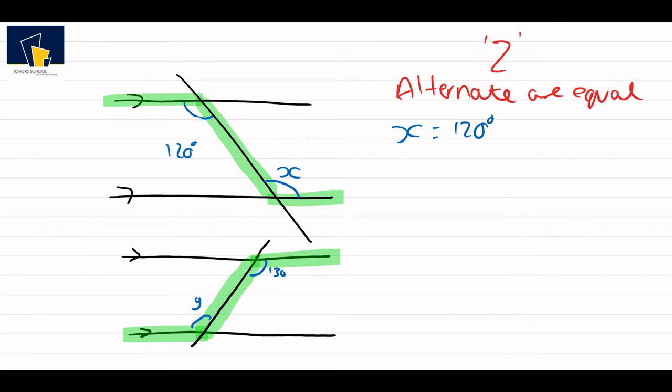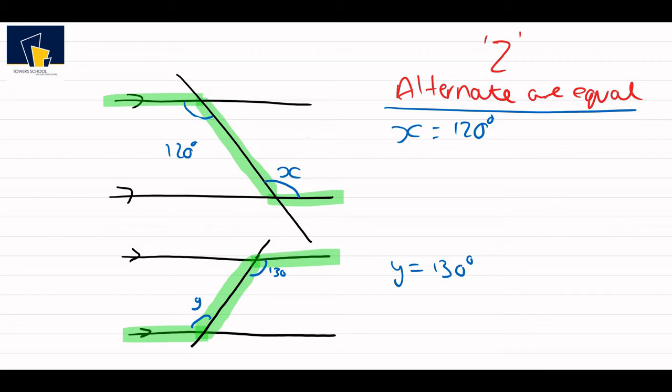Yes, it's back to front, and that is fine, but it creates a Z shape, which means that y is equal to 130 degrees because alternate angles are equal. Always remember to put in this sentence if it's alternate angles. Don't just put alternate, don't just put equal. It has to be that alternate angles are equal.